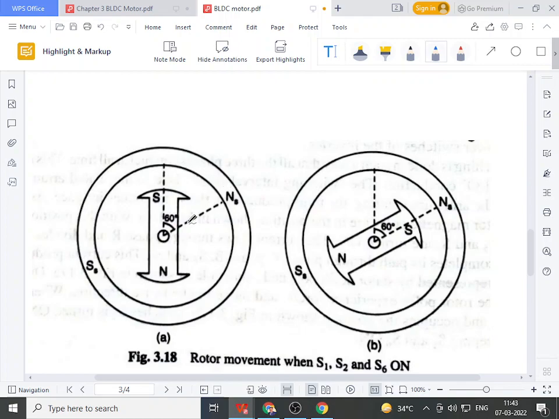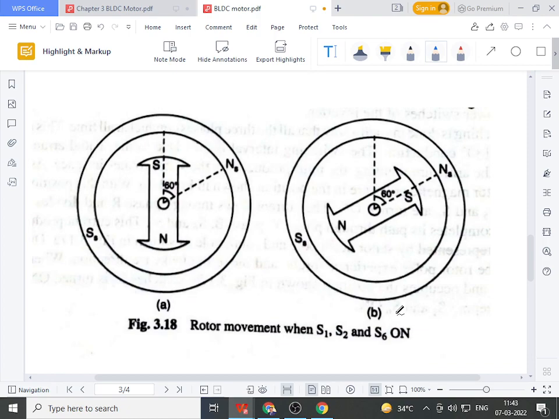Okay. So why are these poles constant? Why are these rotor poles not changing? Because the rotor is made up of permanent magnets. For permanent magnets, poles remain always constant, so the position of the pole is always constant. So this is the S pole, N pole, so the rotor poles are always constant. So again the rotor moves by 60 degrees in the forward direction, and that will take the position as shown in figure B.